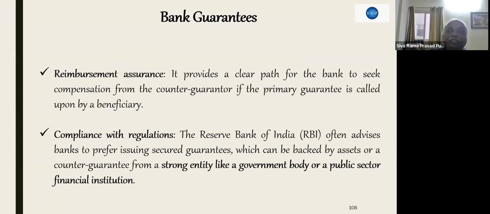Reimbursement assurance. It provides a clear path for the bank to seek compensation from the counter guarantee if the primary guarantee is called up by the beneficiary. If the guarantee is invoked by the beneficiary, then the bank will also ask the counter guarantee people to pay the amount. First, the bank will pay the beneficiary and recover the amount from the counter guarantee people.